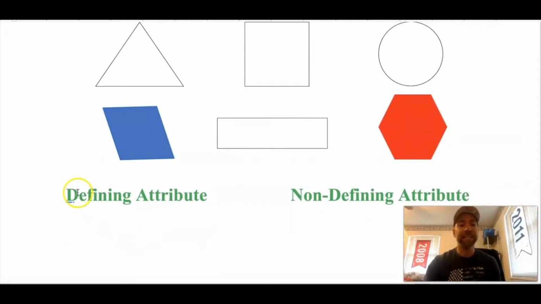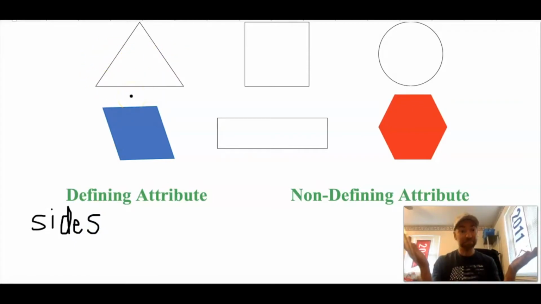Now, I have some words under here. I have the words defining attribute, non-defining attribute. Defining attribute means what makes it special, that every one of that shape shares. So for instance, if I looked at my triangle, how many sides does it have? Because the number of sides is a defining attribute. In order to be a triangle, you must have 3 sides. So that's a defining attribute.